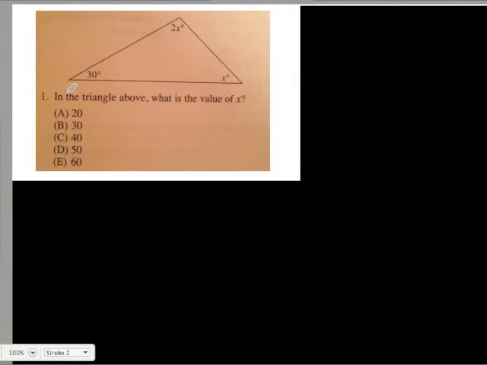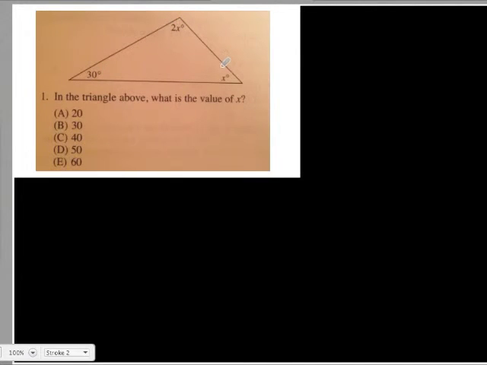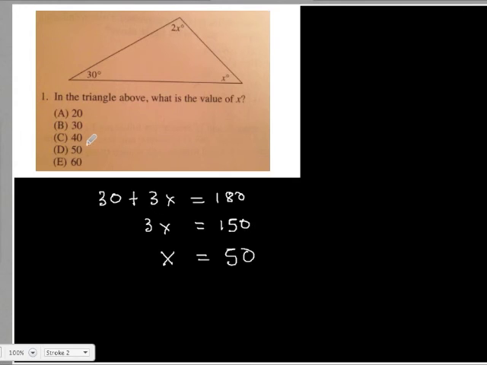This is the last question. In the triangle above, what is the value of x? So 30 plus 2x plus x gives you 180. You can say 30 plus 3x is equal to 180. 3x is equal to 180 minus 30, which is 150, and x is equal to 150 divided by 3, which is 50. And your final answer is D.